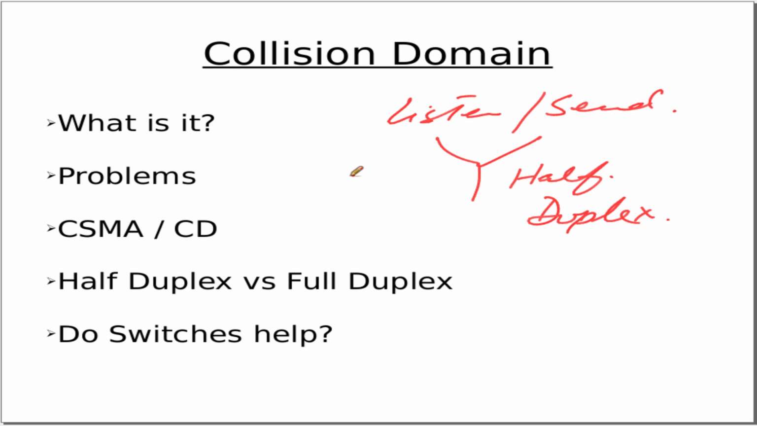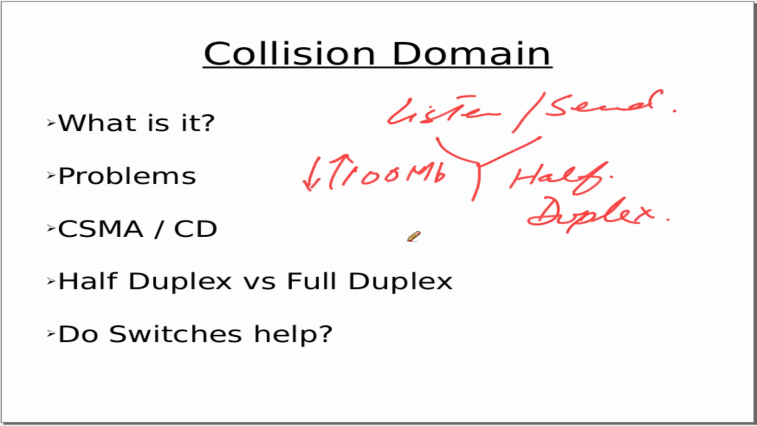So let's say if we have an Ethernet card which is supporting 100 Mbps, 100 megabits per second, then the device can either send at 100 Mbps or it can receive at 100 Mbps, but not both functions at the same time.